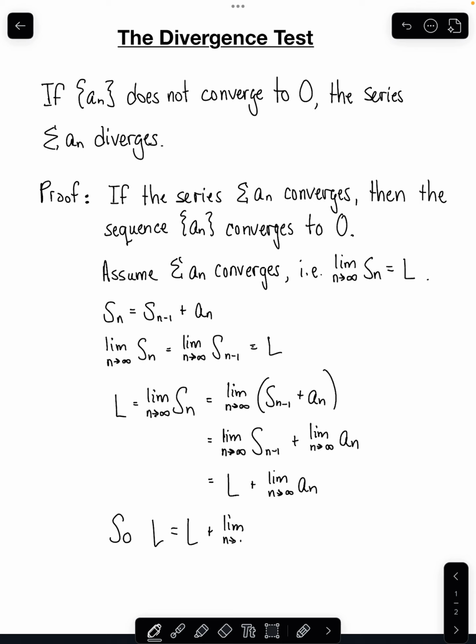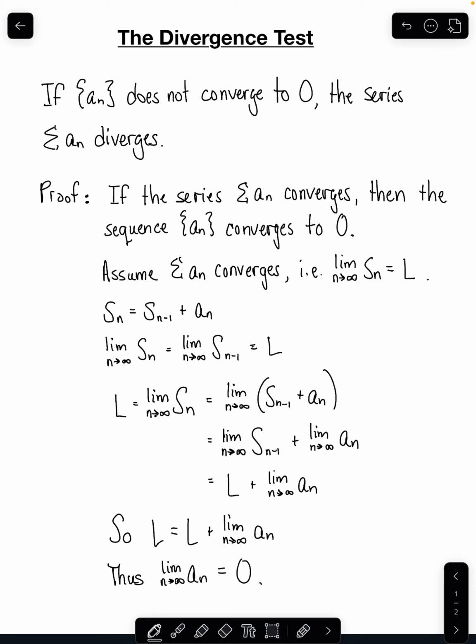And it's not hard to see here that the only way this works is if the limit as n goes to infinity of a sub n is equal to 0. Thus, the terms of the sequence a sub n, the terms of the series, converge to 0. So under the assumption that the series converges, we have shown that the terms of the series must approach 0.